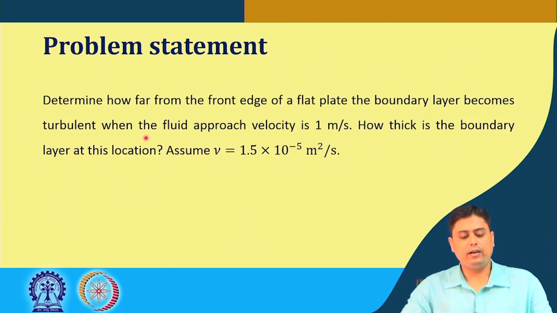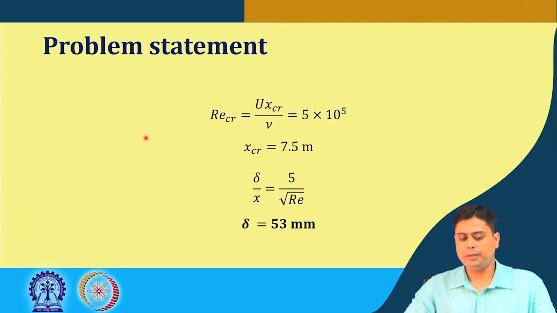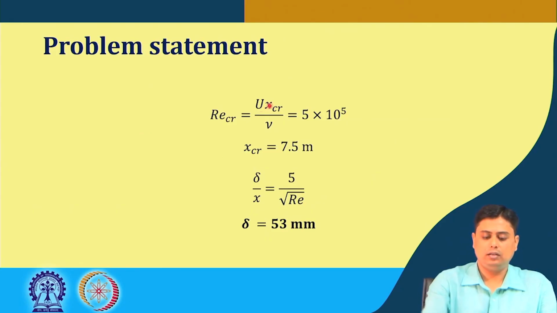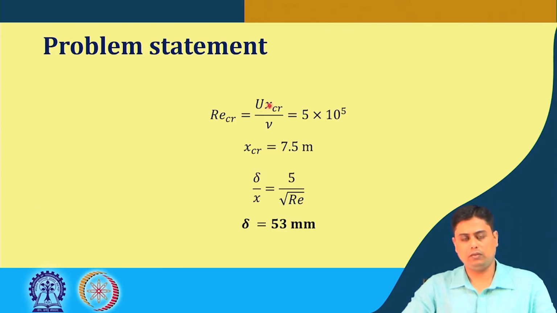Okay. Now, critical Reynolds number for such type of flow, that means when there is a flow over a flat plate, the critical Reynolds number, or we know that the transition occurs or the turbulence begins, is 5 into 10 to the power 5. Okay. And this critical Reynolds number is nothing but u, the velocity of the flow, the critical length of the flat plate from the leading edge, and the nu, which is the kinematic viscosity.